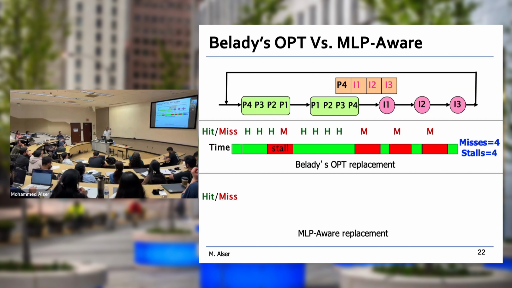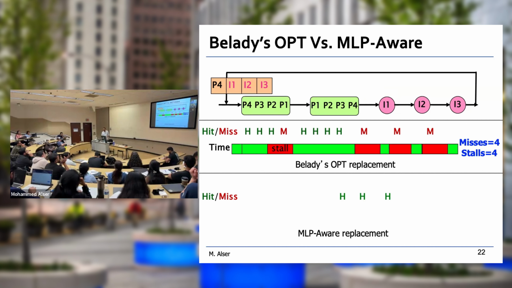The current status of the cache has P4, I1, I2, I3. Why? It just considers this area of execution. It's assumed it starts executing from here. Okay, that's the assumption they made. Now we have hits for I1, I2, I3. Now we move to the next one over there.